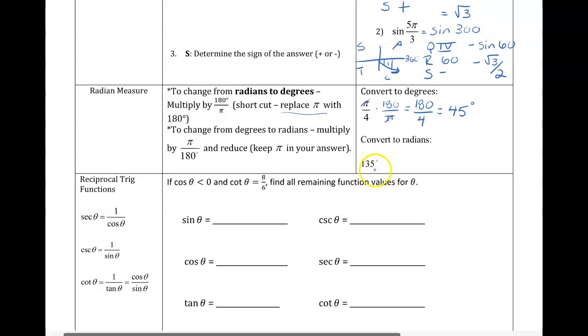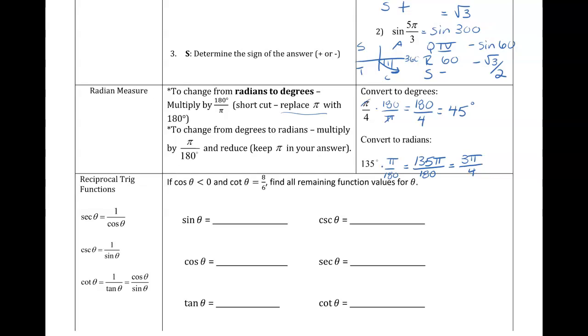When we are converting from degrees to radians, then we're just going to multiply by the reciprocal, by pi over 180. And then I would just multiply straight across, 135 pi over 180. And then you're just reducing your fraction, but leaving pi as pi. So I can put into my calculator 135 divided by 180, do a math, enter, and that would give me 3/4. So 3 pi over 4.